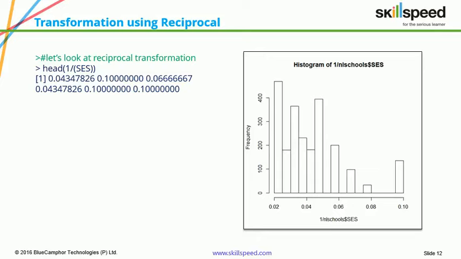Let's try the reciprocal transformation. By doing a reciprocal, that is 1 upon SES, the values have further shrunk to 0.043, 0.100, 0.0666 and so on. The reciprocal transformation has made the skewness worse, and it is now positively skewed at more than 1, around 1.38.